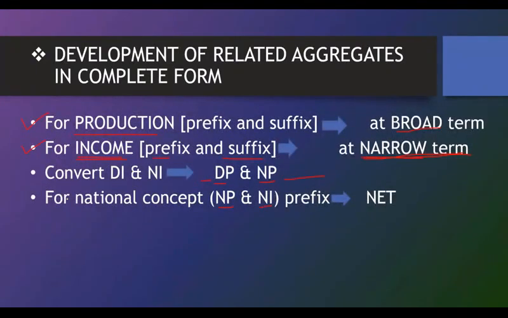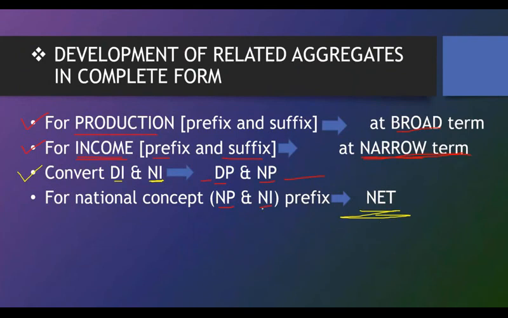Here you can see this was already informed: convert DI and NI to domestic product or national product every time, because DI is not part of the related aggregate. You got DP and NP as the parts of the related aggregate. So whenever the income concept, DI or NI, is given, convert it to DP and NP first. This was the rule. Check the last point, which says if a national concept is given, suppose NP or national income, the prefix will always be in its net form.